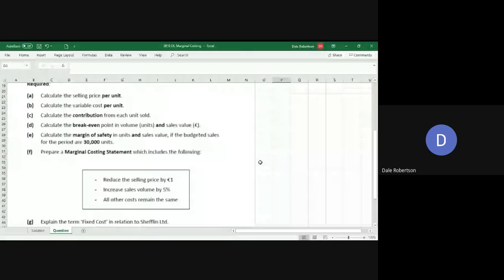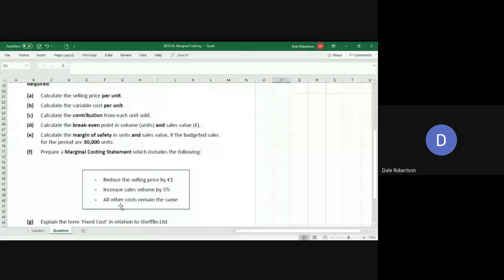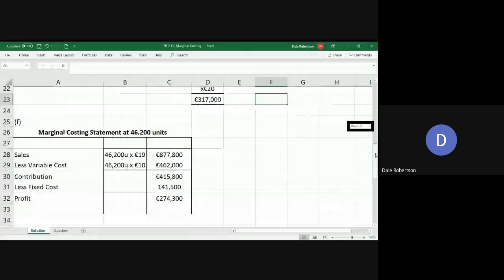Question F says to prepare a marginal costing statement which includes the following. In fact, I'm just going to go back and read this question F because there's a little bit of detail in here. It says that we will reduce the selling price by €1 and increase sales volume by 5%, so we're going to sell more of them, and everything else remains the same. So it's asking, what profit will we have? We do that calculation by redoing our marginal costing statement, but with a new level of units and sales.